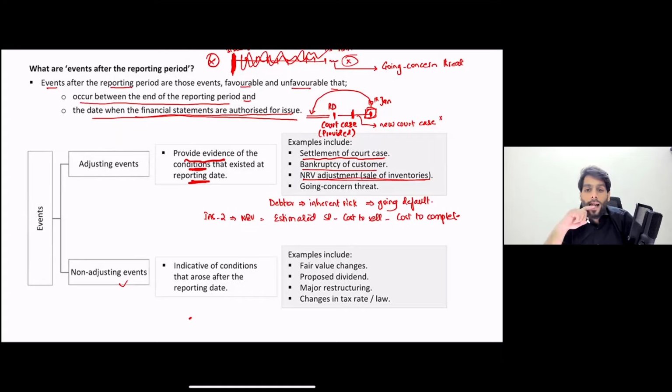So the accounting standard requests an accountant that whenever you go on an audit, whenever you are working for your own company, whenever you're looking at a client, just look at their inventory and perform NRV testing. Just look at their inventory, check out what is the estimated selling price, check out what is the cost to sell, check out what is the cost to complete, and then conclude whether an NRV impairment is required or not.